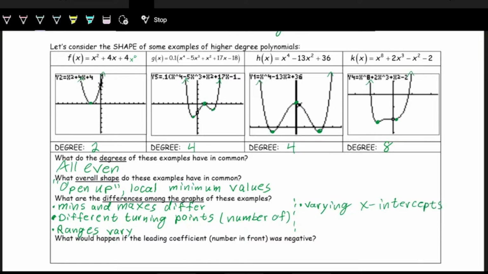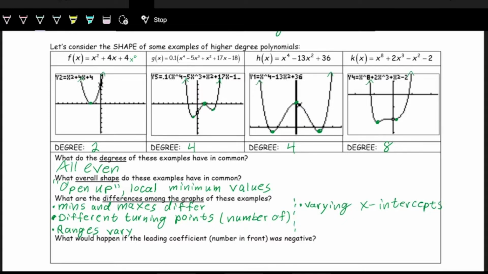And if you recognize or see any other differences, I invite you to write them down and make note of them. The question to think about next is, what would happen if the leading coefficient was negative in front? Notice with all of these, the leading coefficient is positive. On all of them except the second one, the leading coefficient is just positive 1. On the second one, it's positive 0.1, but they're all positive coefficients. So the question is, what would happen if it was negative?